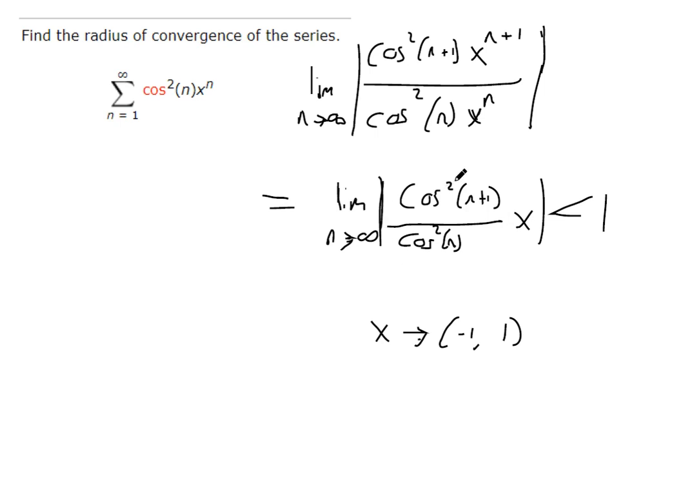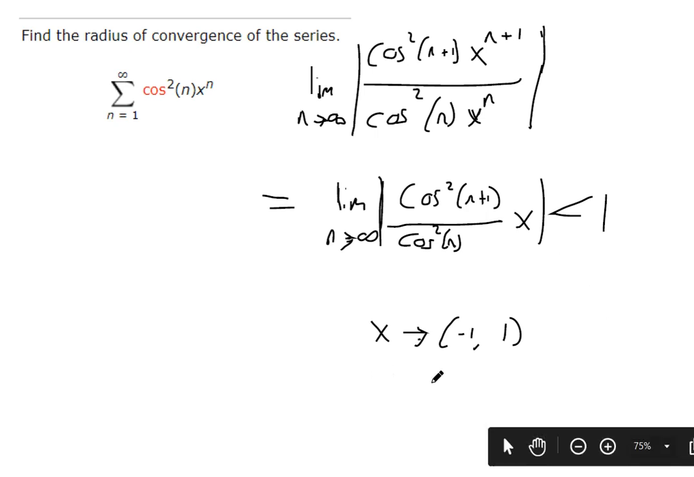Cosine is always between -1 and +1, so cosine squared is always between 0 and 1. So at most, this fraction can be 1. The limit as n goes to infinity of this fraction is at most 1. So that means x can be at most 1. Okay? Or since it's the absolute value, x could be -1. Anything bigger, and it wouldn't converge by the ratio test. So that's our interval of convergence.